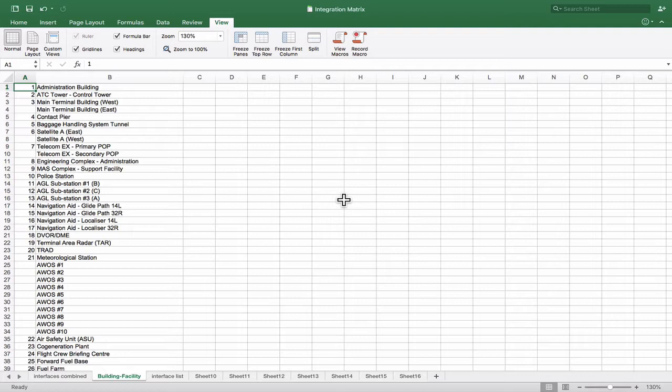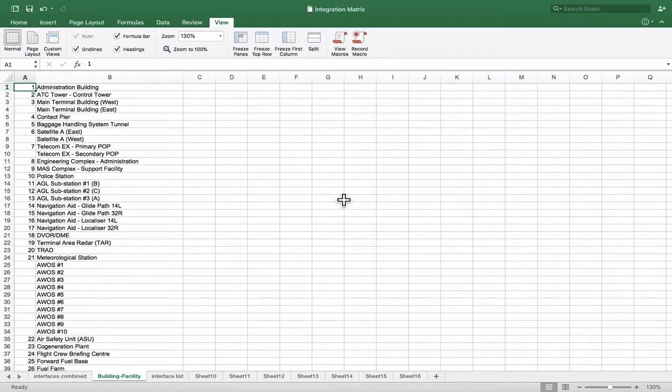I use an integration matrix. I use a spec analysis. I do a drawing analysis. And then for presentation, I generally use some type of bubble chart. And I've got 2. One is a basic bubble chart, and the other one is an intelligent bubble chart.